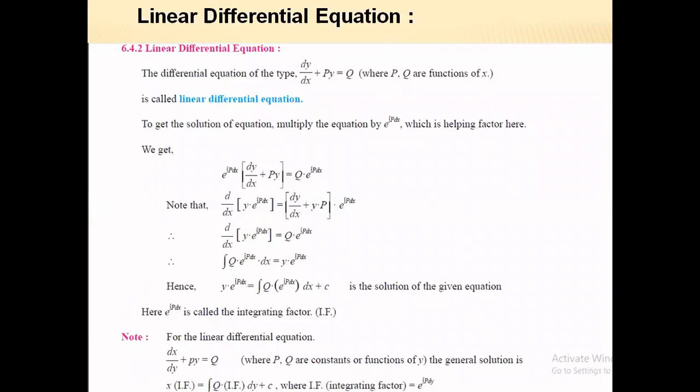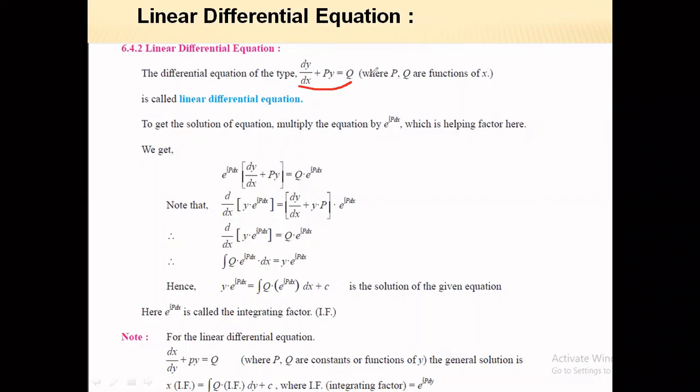The differential equation is of the type dy by dx plus py is equal to q. This is the standard form of this equation. In this equation, p and q are functions of x only. Then this equation is called a linear differential equation.